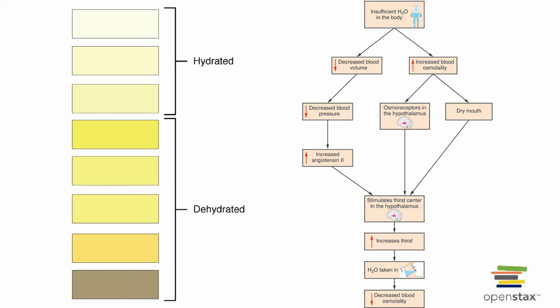The hypothalamus also signals the kidneys to increase water reabsorption. This decreases urine volume and produces a smaller, more concentrated volume of urine. When you are dehydrated, urine becomes darker due to the action of antidiuretic hormone.